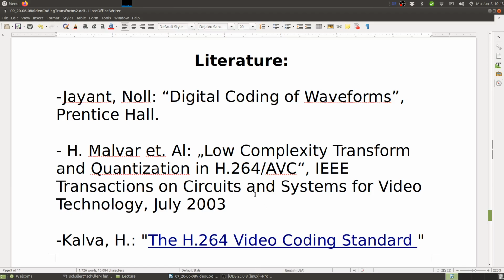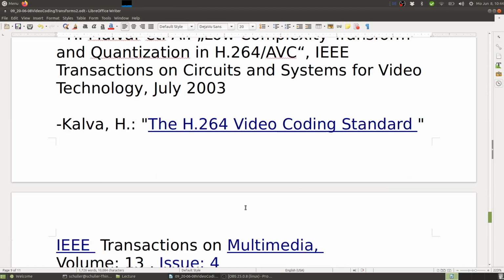Yeah, so here you can find the literature again. Here's the book by Jayant and Noll, which I can highly recommend. It's out of print, but you can still buy it or lend it from the library. Digital Coding of Waveforms. Then there is this article which I mentioned by Malvar et al., Low-Complexity Transform and Quantization in H.264/AVC in the IEEE Transactions on Circuits and Systems for Video Technology in July of 2003, which you can get from IEEE Xplore.